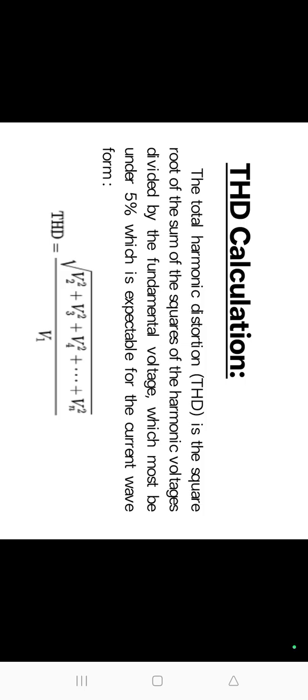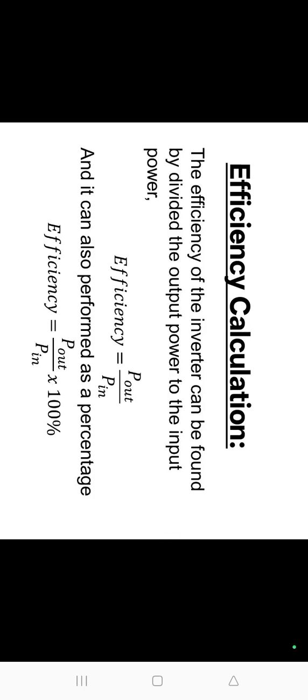Next one is efficiency calculation. The efficiency of the inverter can be found by dividing the output power by the input power. Efficiency is equal to P out by P in, and it can also be expressed as a percentage. Efficiency is equal to P out divided by P in, into 100%.